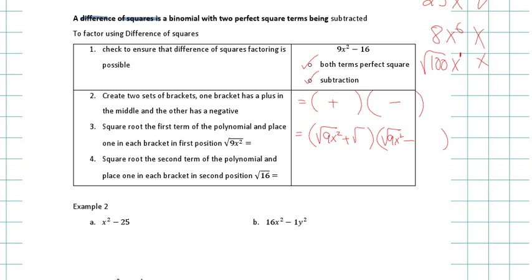Now, what's the square root of 9x squared? 3x. What's the square root of 16? 4. So I'm going to end up with 3x plus 4 and 3x minus 4, and this is my factoring. Remember that factoring, you have two things multiplied together. Two brackets multiplied together.